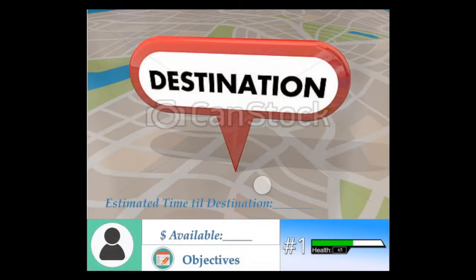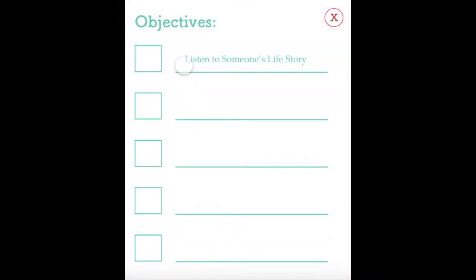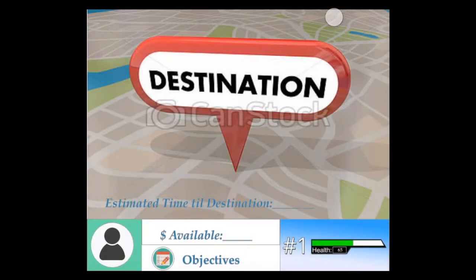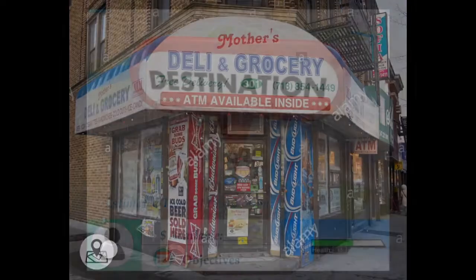Then, for a different example, say we go back to the home screen and notice our energy is running low. We can go to a place to get a food or drink. If we look back at our objectives, we also notice that we have one objective, which is to listen to someone's life story of living in a food desert. So we go back and click on the person icon.